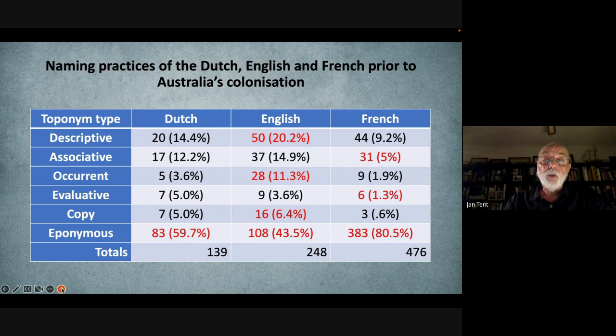But you'll notice that the Dutch tended to favour descriptive place names more so than the English. But when we look at the eponymous place names, these figures don't really reveal what lies behind them. Although the percentages are quite high, when we look at the types of names of the eponymous place names, the following is revealed.